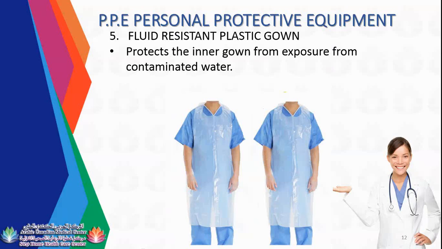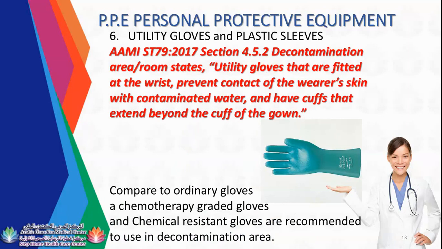So utility gloves and plastic sleeves. Utility gloves are the main or first option in PPE, especially in the decontamination department. But if ever in your exam there are no utility gloves written, then you need to find the green gloves or chemotherapy graded gloves. Compared to ordinary gloves, chemotherapy graded gloves and chemical resistant gloves are recommended for use in the decontamination area. Now, guys, you need to wear two gloves.